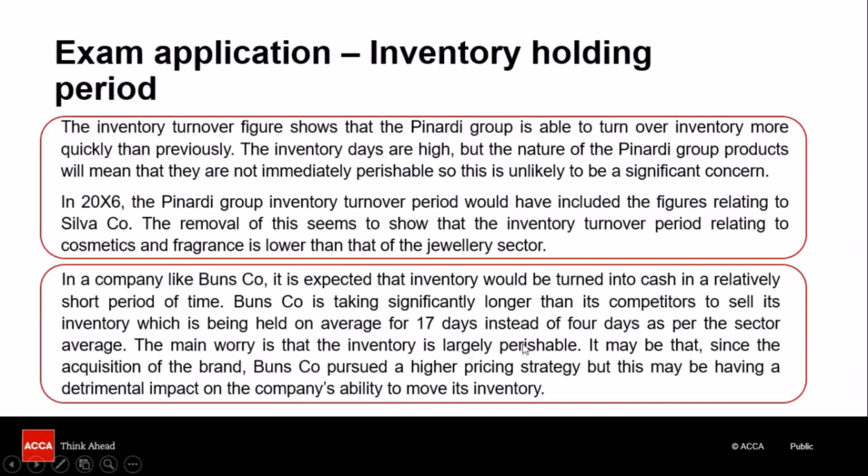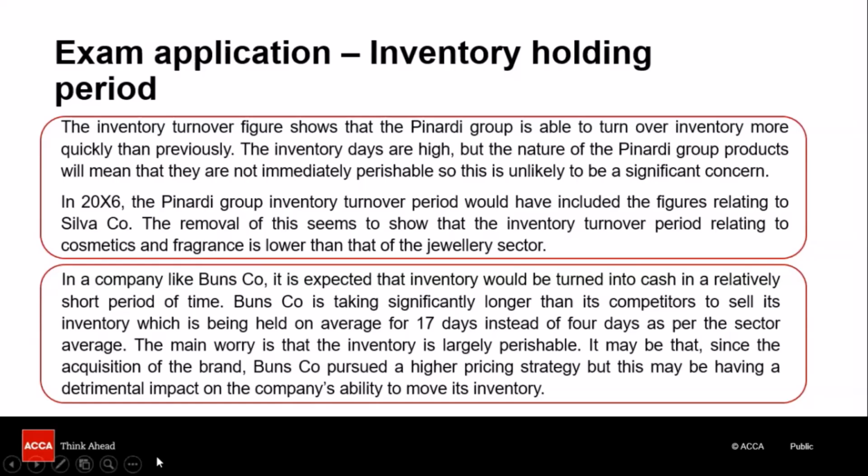It is being held on average for 17 days against 4 days as per the sector average. So there is a comparison with the sector average. Now please note this: I'll discuss the common issues that the examiner has identified and how to tackle them at the end of this video also. But the examiner repeatedly says that the students just state the numbers. Now over here, please see that the numbers have been given, but they have been given in the context of the scenario. And this is something very important.